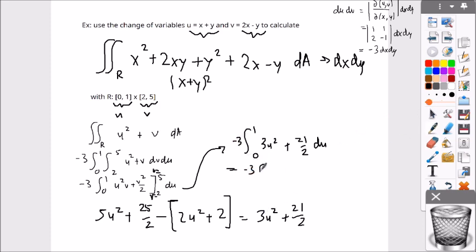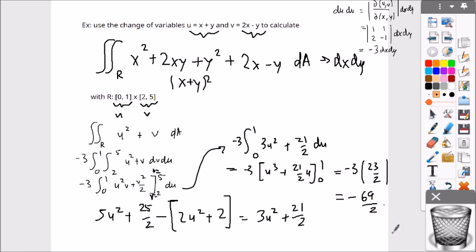Negative 3 from 0 to 1 of u cubed plus 21 over 2 u from 0 to 1, which is negative 3 times 23 over 2, because 0 will give you nothing, and then negative 69 over 2. And that is your area under the curve for that region.